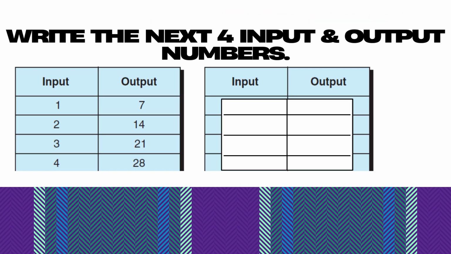Write the next 4 input and output numbers for the continuation of the table in question 1. Pause the video now and try it out. Welcome back. The next inputs would be 5, 6, 7, and 8. Using our input to output pattern rule, which is to multiply by 7, the outputs would be 35, 42, 49, and 56.